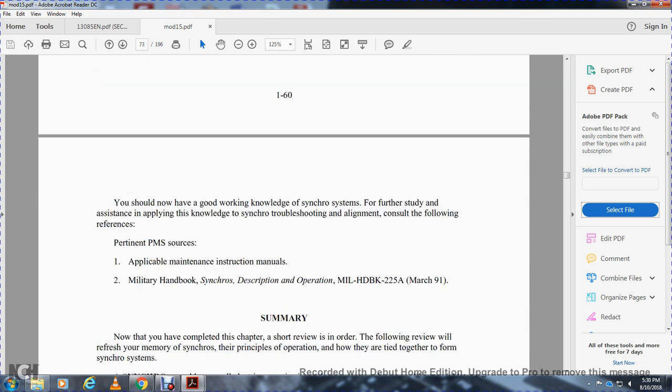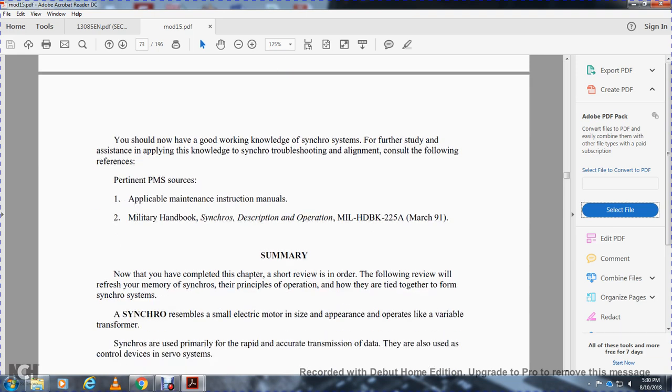You should now have a good working knowledge of the synchro system. For further study and assistance in applying your knowledge of synchro troubleshooting and alignment, consult the following references: the preventive maintenance check services, PMS sources, the applicable maintenance instruction manual, Military Handbook, Synchros Description and Operation, Mil Handbook 225A, March 1991. All right, chapter 1 summary.